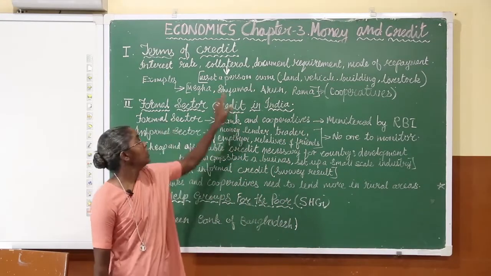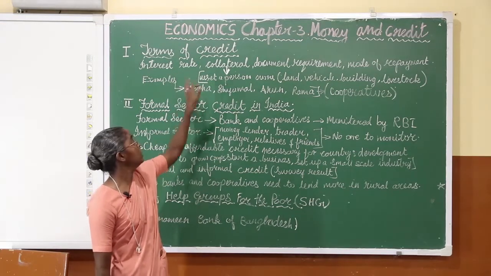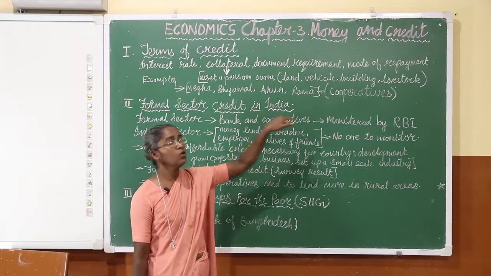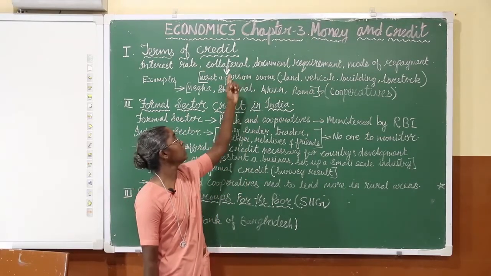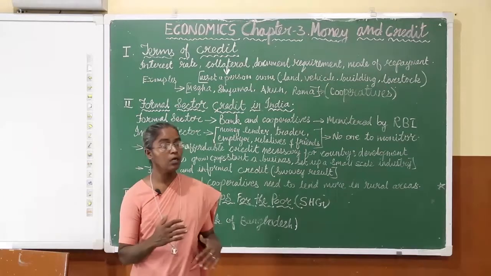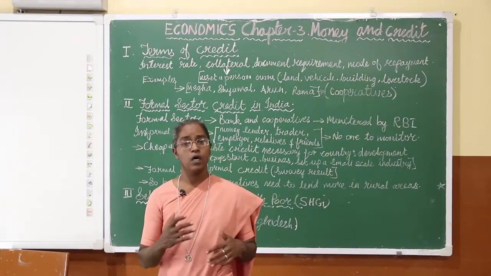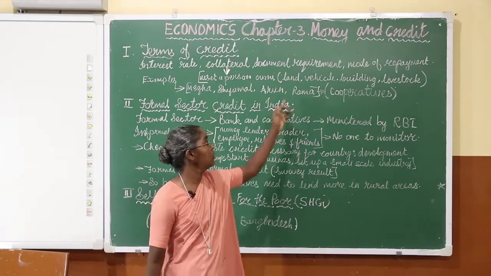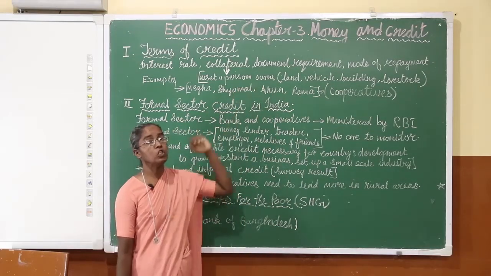Okay, so these come under terms of credit: interest rate, collateral, document requirement, and mode of repayment. You need to be sure about collateral. What is collateral? It is the thing which you produce as a proof or security for the credit which you are taking. It can be any form, such as land or a vehicle, and these papers you need to submit to the bank.